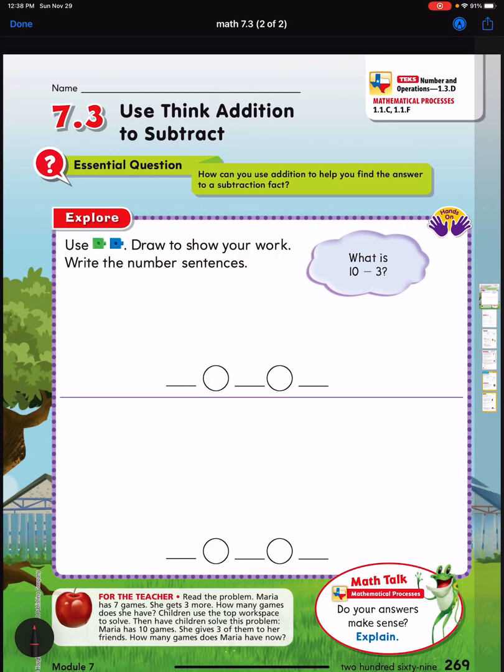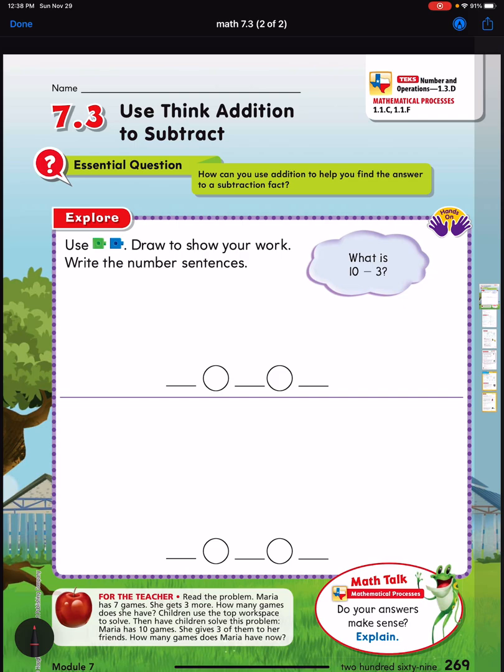Okay, so let's work some more with using addition to help us subtract. And our essential question asks, how can you use addition to help you find the answer to a subtraction fact? Our problem is Maria has 7 games. She gets 3 more. How many games does she have?